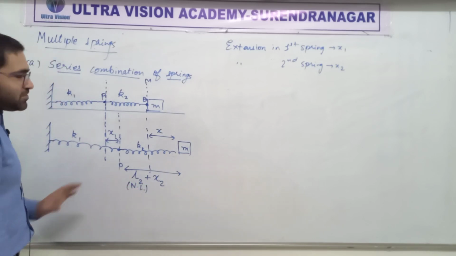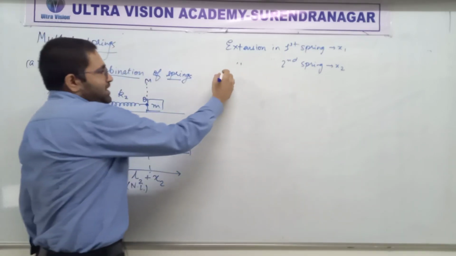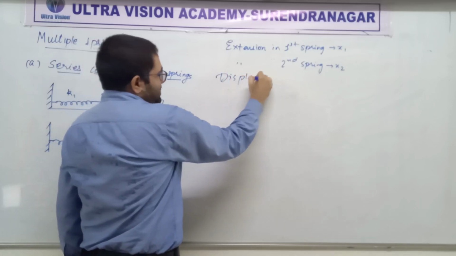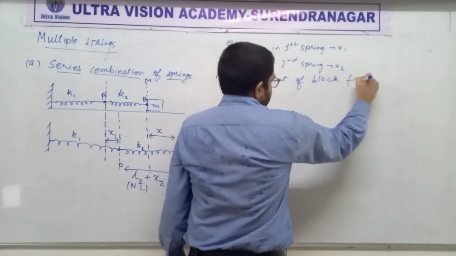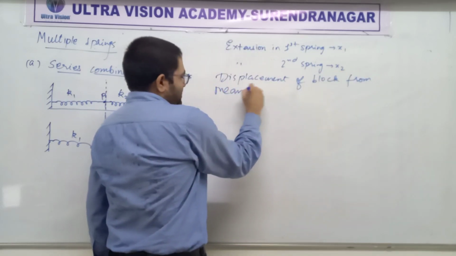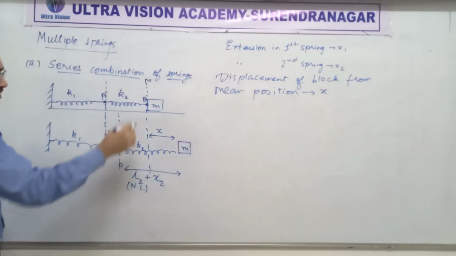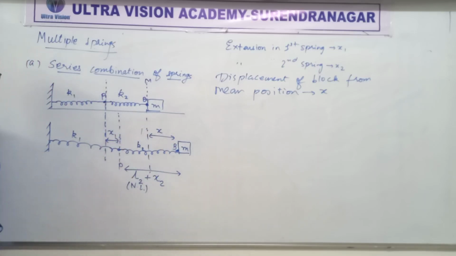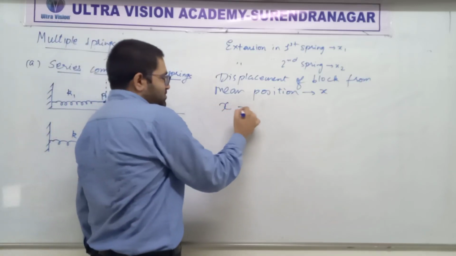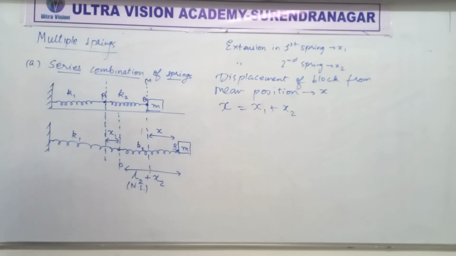But ultimately, do you realize this very simple idea that the block has displacement x from the mean position? Like I said, earlier B was here, now B is here. That means the block has displaced by x. Then do you realize that x should be equal to x1 plus x2? Yes or no? Do you realize that x should be equal to x1 plus x2?